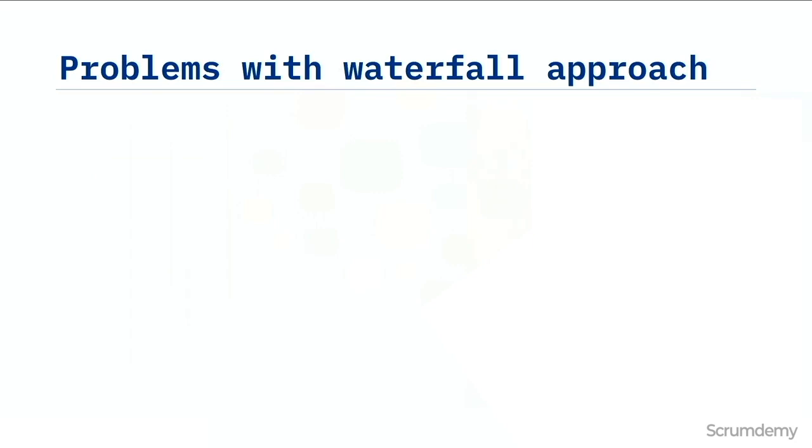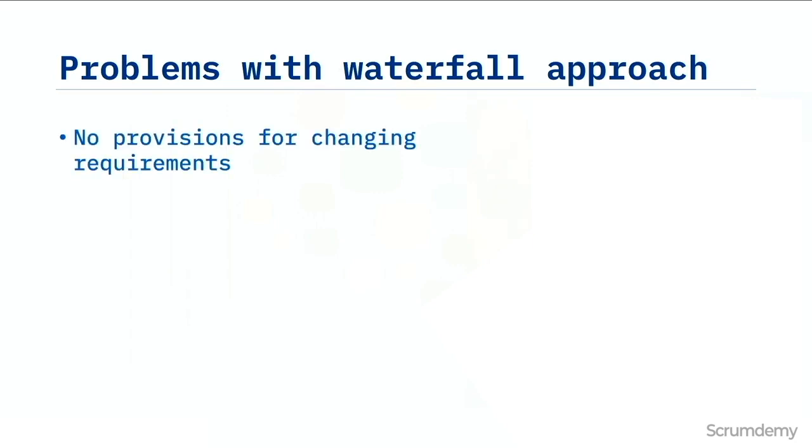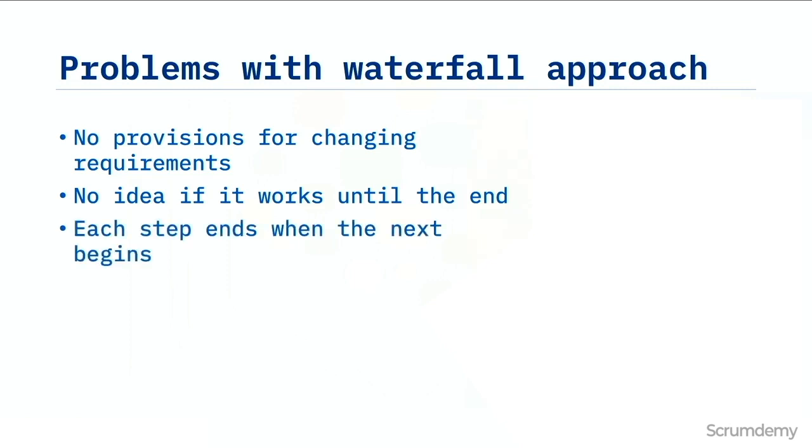So what's wrong with this approach? Well, there's no provision for change. Every phase has entrance and exit criteria, and when one ends, the next one begins, and there's just no provision for going back and changing the design or changing the requirements or anything like that. The other problem is you don't know if it works until the end, right? There's no intermediate delivery. Nothing is delivered until that last step when we give it to the operations team and say, go deliver this thing into production.